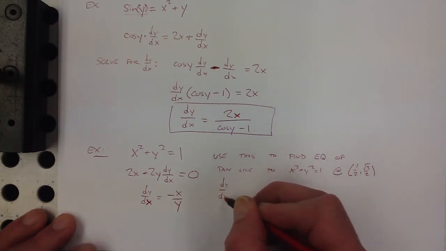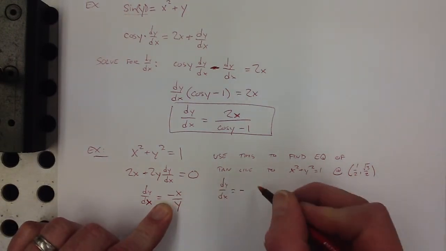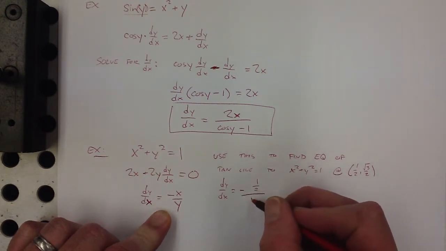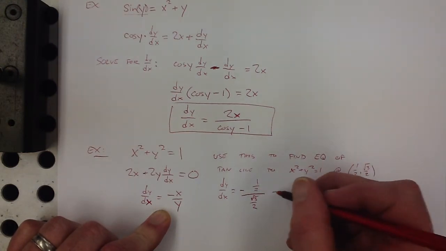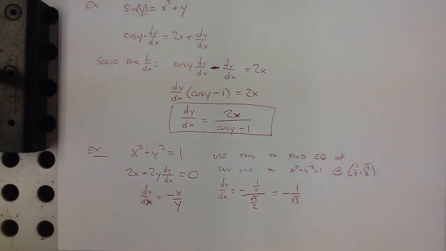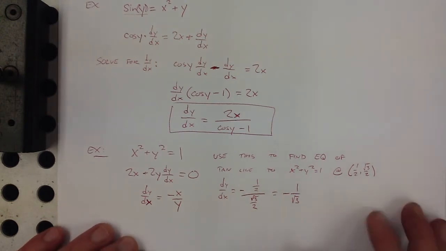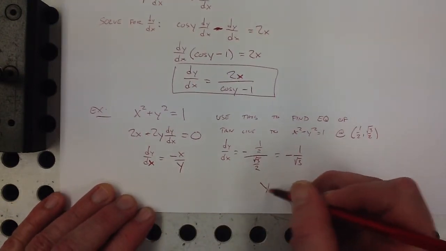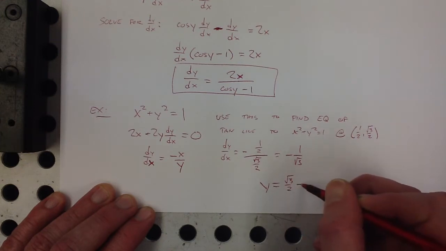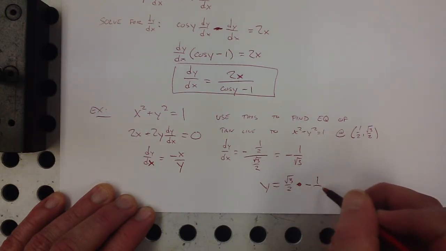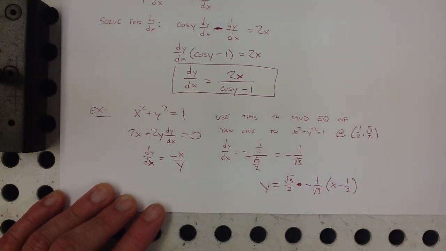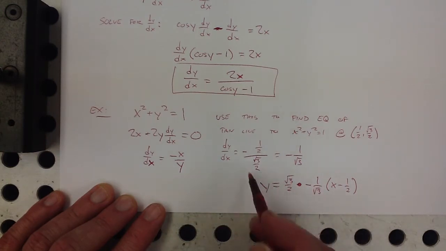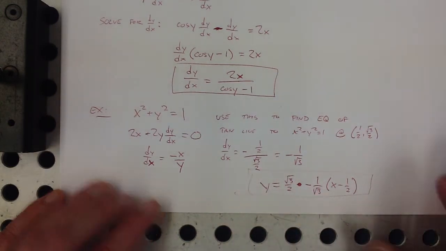So dy dx here, it's negative x over y. The 2's cancel out there, so that's negative 1 over the square root of 3. If that offends you, you could write it as negative square root of 3 over 3, but we don't really care about that anymore. And so the tangent line would be y equals the square root of 3 over 2, minus 1 over the square root of 3 times x minus 1/2. All right, notice I moved the minus y over to here. I like that better. So there's your tangent line. Right? One more quick example.